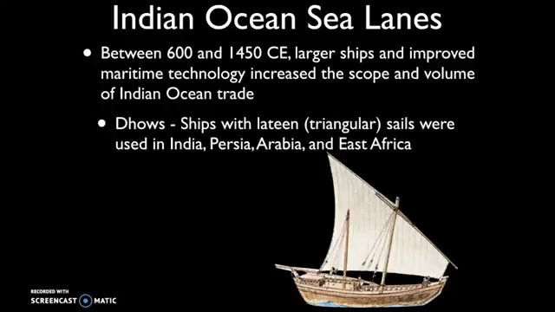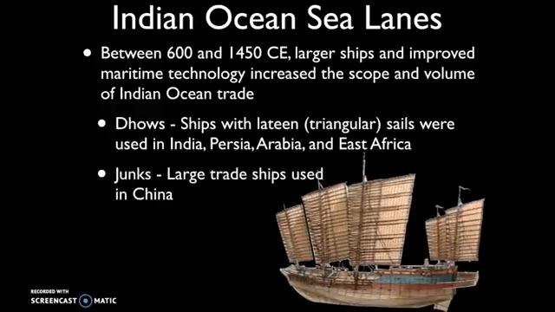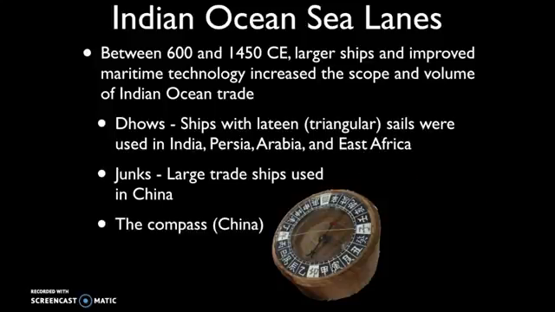These dhow ships were small, fast ships with triangular sails, and they're still being used in the Indian Ocean region today. In addition, you also had larger junk ships. A junk boat is a type of boat developed by the Chinese, especially during the Ming Dynasty. The Admiral Zheng He used these large junk ships to travel throughout the Indian Ocean region and establish trade relationships.